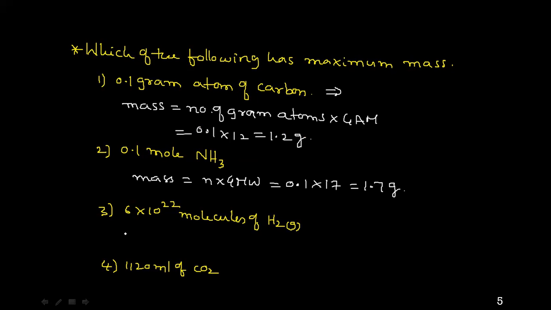So how to get number of moles? Given number of molecules by Avogadro number. That is number of moles 6 into 10 to the power of 22 divided by 6 into 10 power 23, into gram molecular weight of hydrogen, that is equal to 2. It is 0.2 grams. The last case, volume is given.